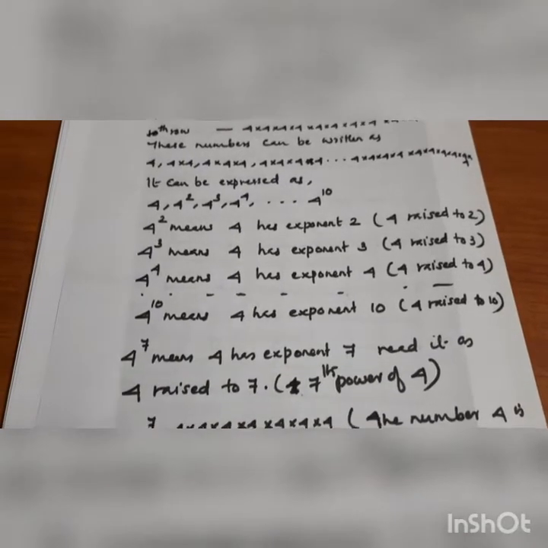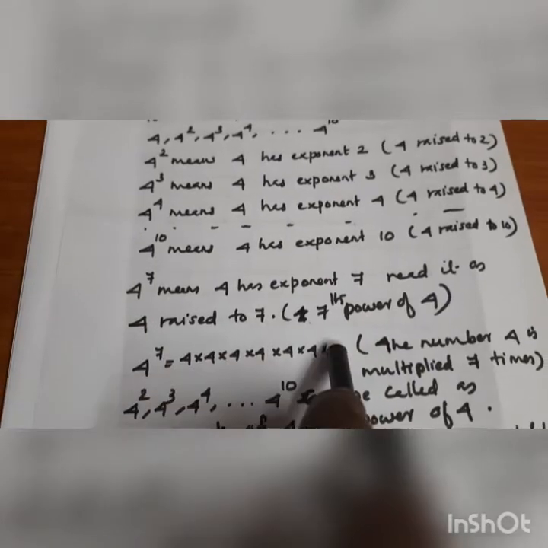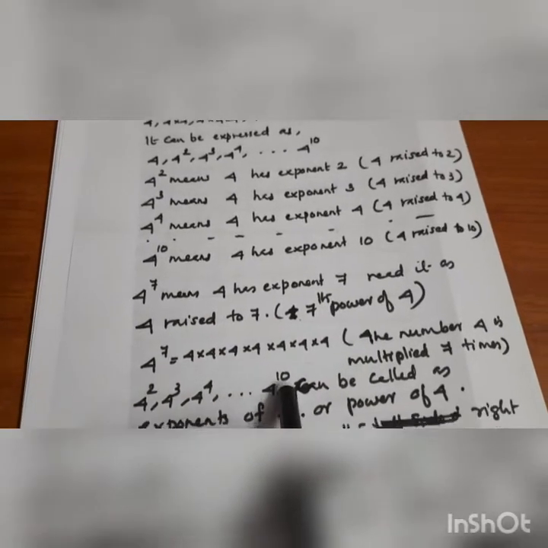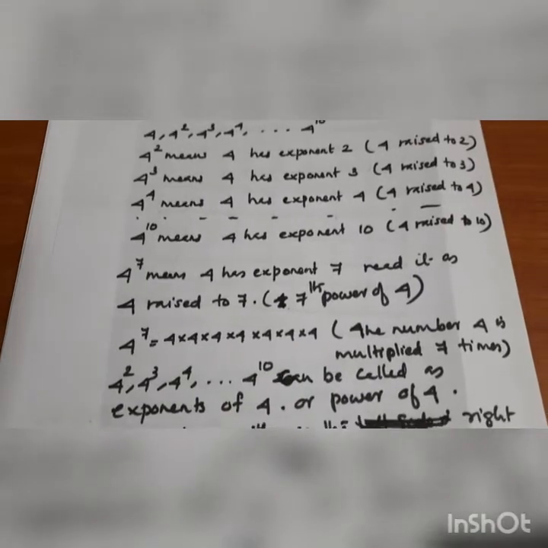7th power of 4 means 4 is multiplied how many times? 7 times. The power denotes how many times the number is multiplied. Therefore, 4 raised to 7 is equal to 4 into 4 into 4 etc., 7 times. And 4 raised to 2, 4 raised to 3, 4 raised to 4, etc., 4 raised to 7 can be called exponents of 4 or powers of 4.